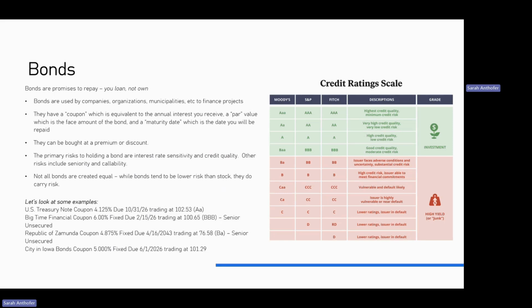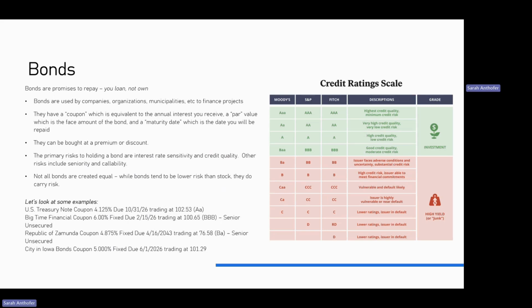tax protection. You're usually going to give up some of the yield or some of the return potential, because you're essentially saying I'm going to take less return, less of a yield off of that, so that I can get out of the federal tax component of it.